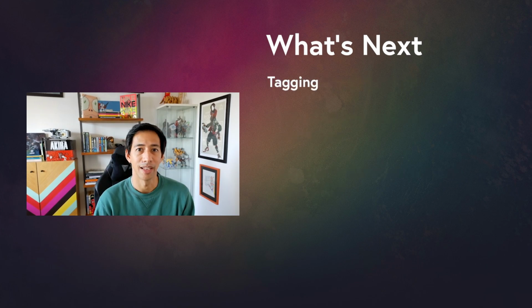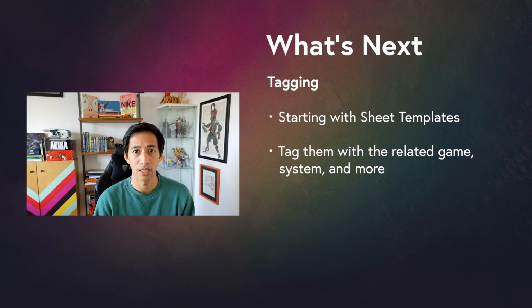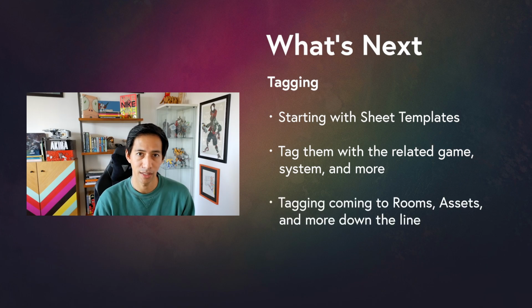Lastly, we're going to be adding a tagging system to Roll. To start, this will be limited to just sheet templates. So creators will be able to tag their templates with games, systems, and more. Eventually, this will be rolled out to more things on the platform, such as rooms and products and assets. This is starting us down a path for better organization and searching and filtering on Roll, as well as better discovery. So all these features are coming in the next few weeks, next few months, and we'll get them out into your hands as soon as we possibly can.